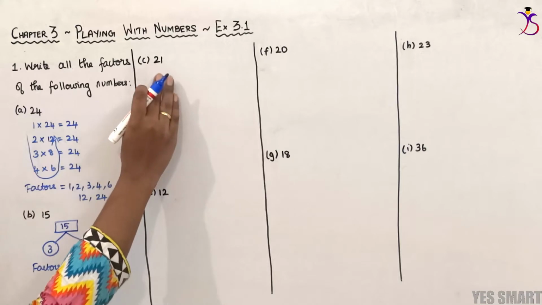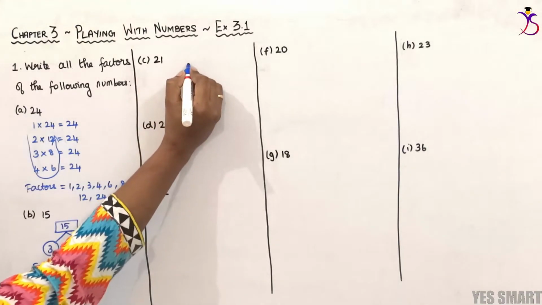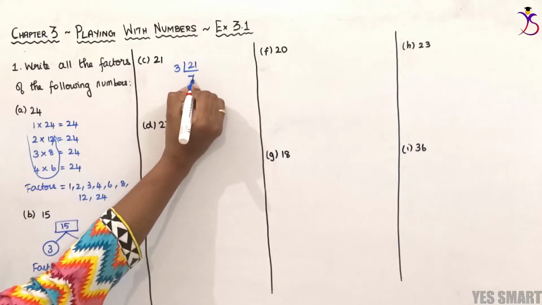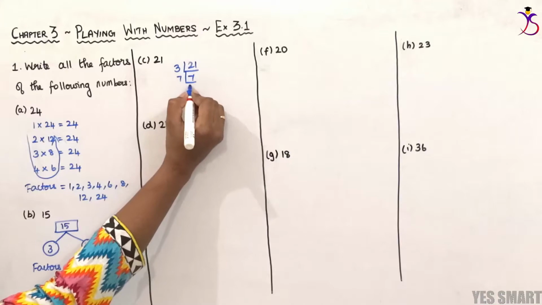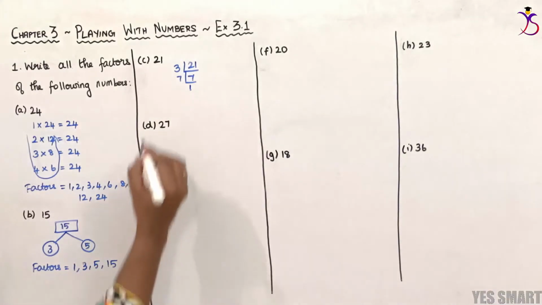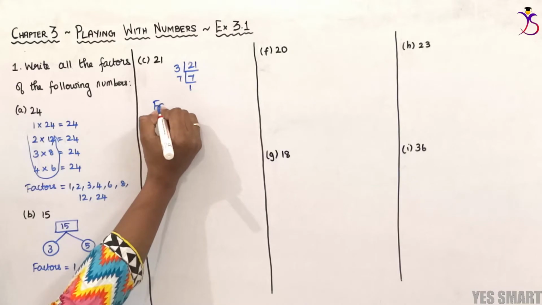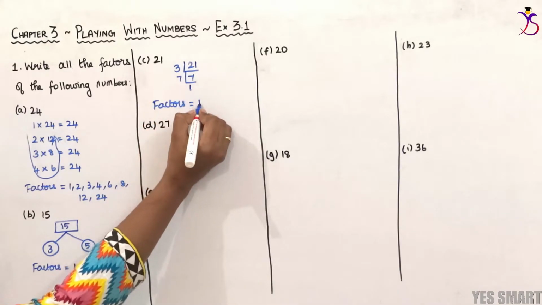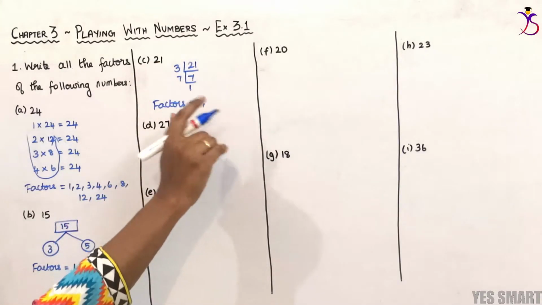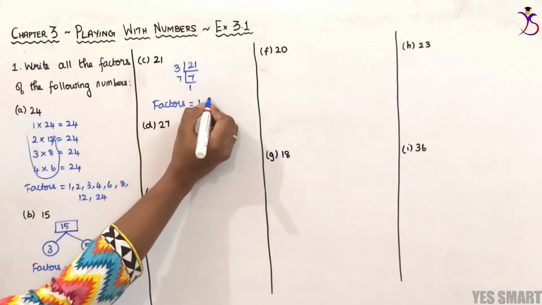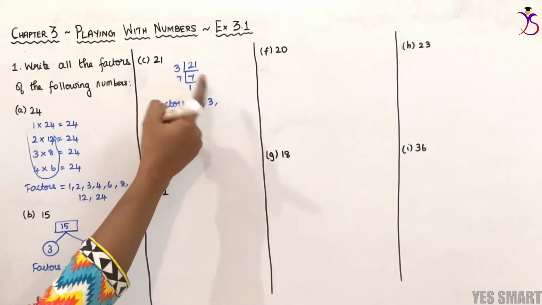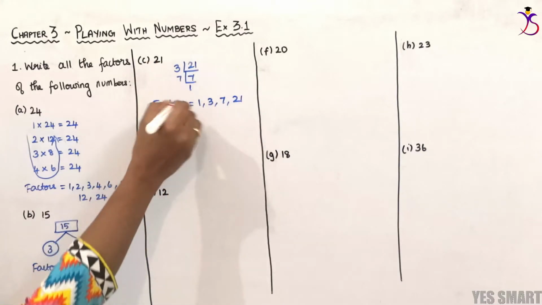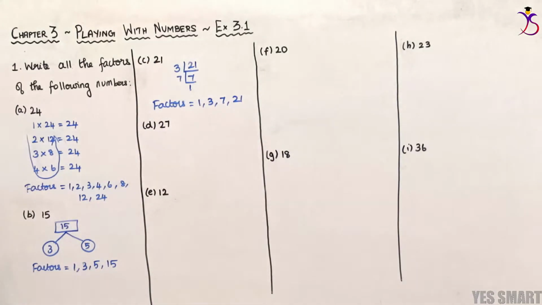C subdivision. We will solve it by the L division method. Let's start. 21, 3 sevens are. Next, 7 ones are. Now we can write the factors. This method is known as the L division method or prime factorization method. Factors equal 1. Then we have to write all the numbers present here without repetition. Then we have 3, and we have 2 sevens, so we will write only one 7, and lastly we have 21. Therefore these are the factors of 21.